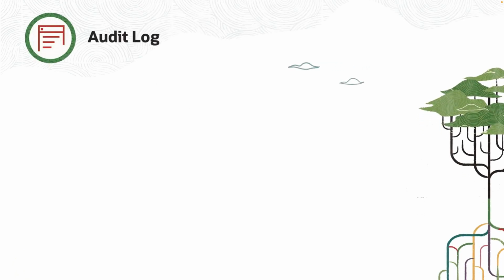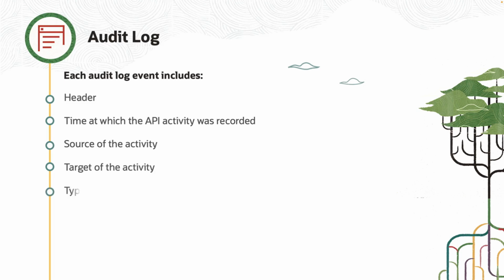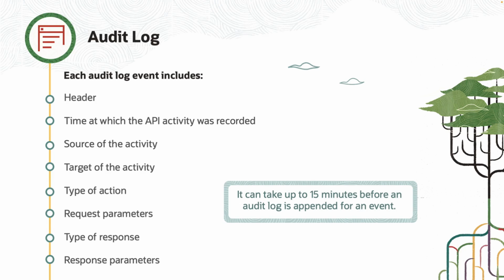The audit log is structured in a way that makes it easier to understand the event. Each log event contains a header ID, the time at which the API call was recorded, the source of the activity, the target resources of the activity, and the type of action, for example, whether it is a get or post or delete action. Then there are request parameters, the type of response, and the response parameters. New activities are appended to the existing list of audit log events, and depending on the processing time, it can take up to 15 minutes from the time when the API call was executed.